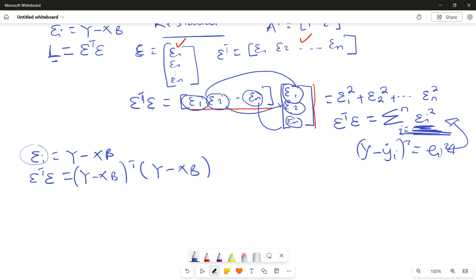Alright, and our e transpose is this one in the brackets here, (y minus xb) transpose. So this is the e transpose, and then that last term there is the e. So this is the e transpose e. What we want, of course, is to find a set of betas that will minimize these deviations, just like we do under the ordinary least squares method.